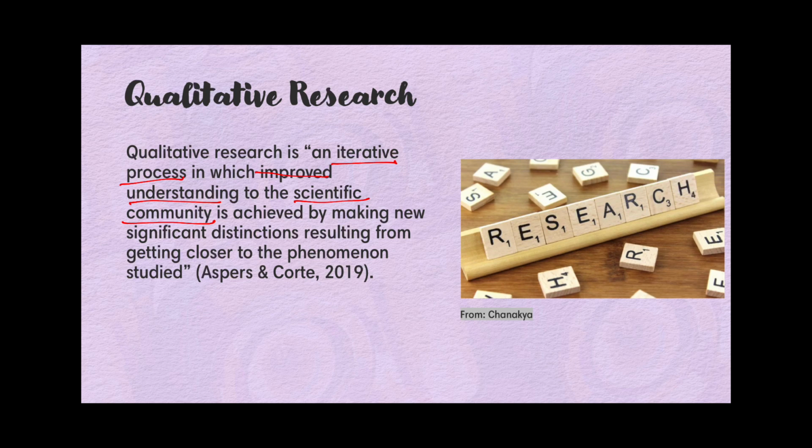One of the objectives that we see in qualitative research, although implied, is that it tries to make new significant distinctions, meaning that it doesn't aim to generalize. It aims to describe the social reality from a very specific context. And then we marry the construct being studied and the context that it's being studied in.